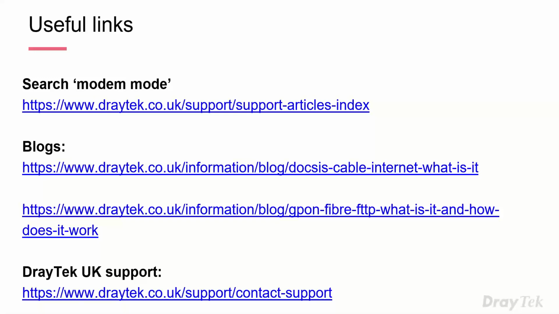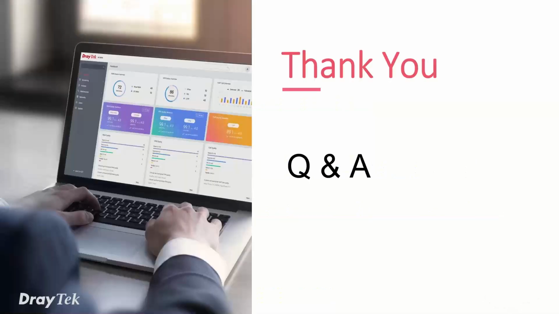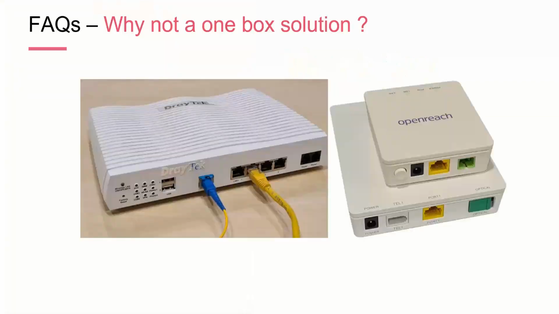So that covers the main presentation. Now I'm going to open it up for a Q&A, but first there's a few frequently asked questions I just wanted to look at. One is why not have an all-in-one box solution on GPON? It makes sense that if you could have a router that takes the fiber directly, then you've got just one device to power, and that would be easier from the point of view of installers, and potentially that seems like it would make sense.